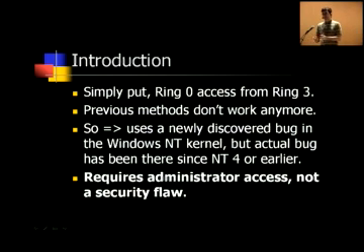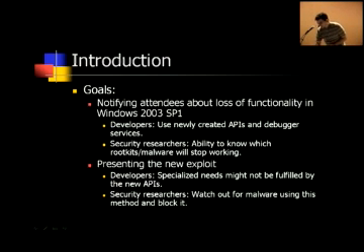Previous methods of doing this transfer don't work anymore in Windows 2003 Service Pack 1. So I discovered a new bug in the NT kernel, which has been there for a long time, but nobody ever found it. This bug requires administrator access, so it's not a security flaw per se, it's an architectural flaw. It allows a program that runs in administrator mode to get access to the kernel, which can still be problematic, but it's not a big security flaw.